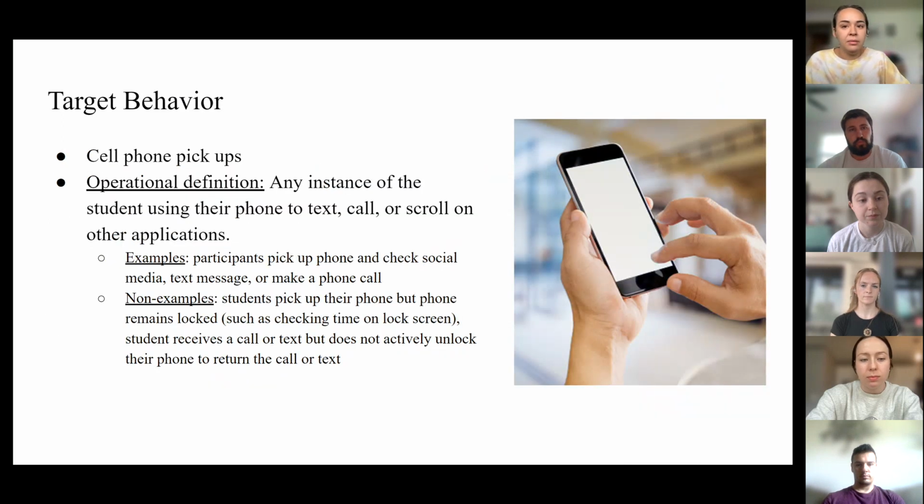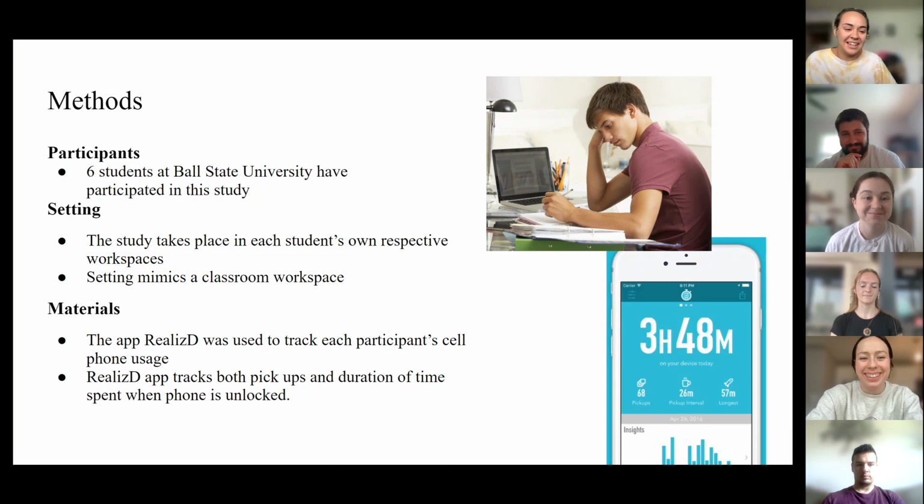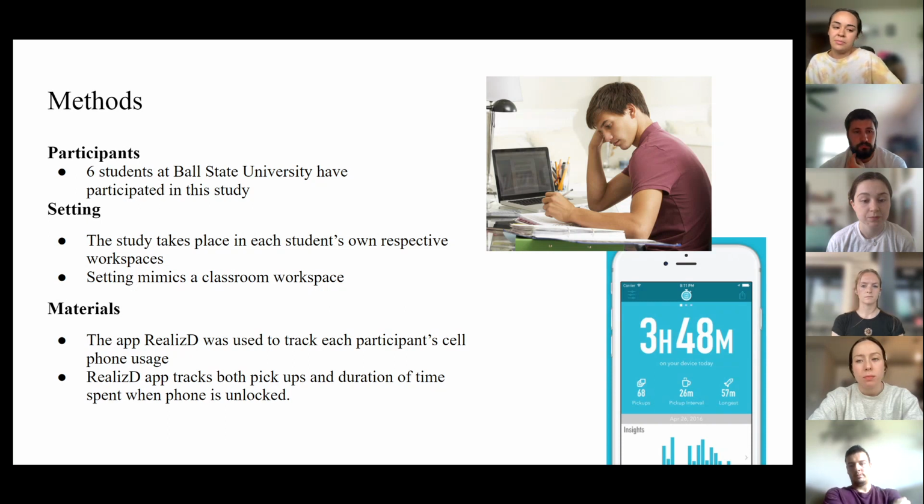In the previous study, the teacher directly observed the entire class on a whole interval schedule to determine their cell phone usage. However, since we are all over the United States, we used an app called RealizeD, which was used to track each participant's cell phone usage. This app tracked both the length and time spent on participants' phones during the targeted duration period.